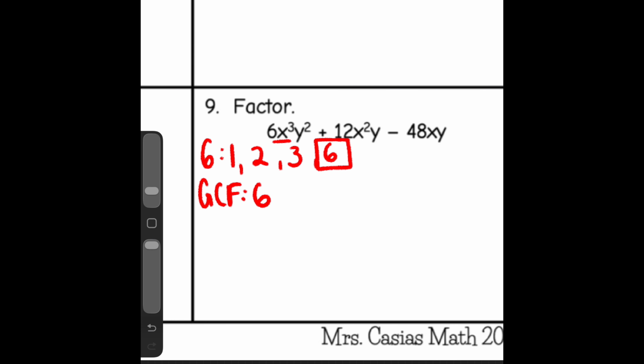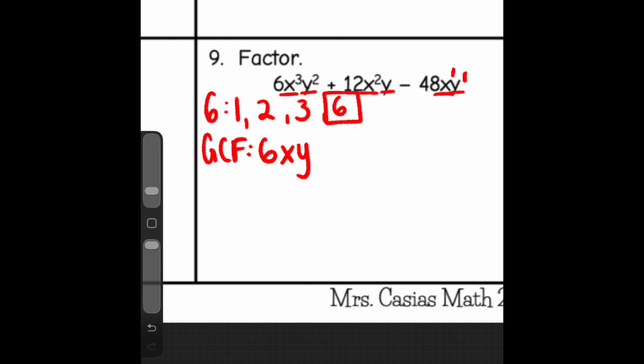Each term has an x, but the smallest x is x to the first, so we're just going to have one x. Then each term has a y, but again we have y to the first power, so that dictates how many y's we have. So now we have 6xy as our GCF. Let's divide each term by 6xy.